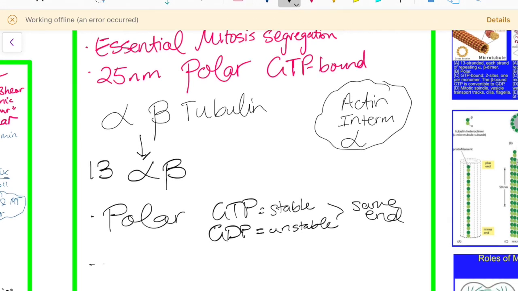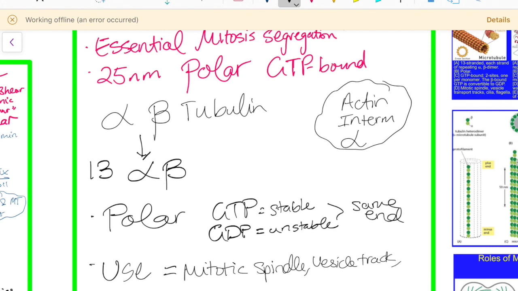So the use of microtubule is for, once again, mitotic spindle, vesicle tract, and movement with cilia and flagella, usually found in the basal bodies.